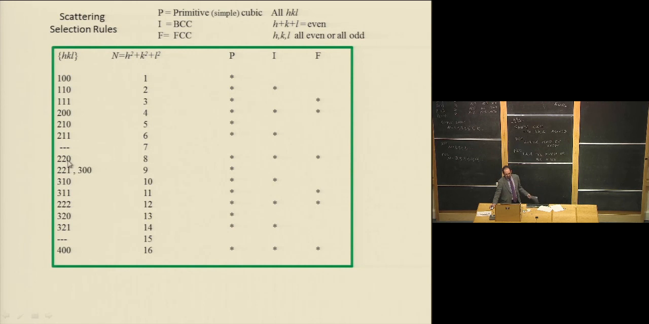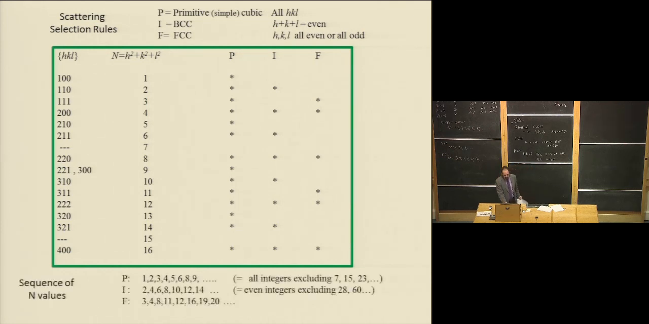The next one that's allowed is 2, 2, 0, all even. 2 squared plus 2 squared plus 0 squared is 8. The next one that's allowed is 3, 1, 1, all odd. That gives you 11, and so forth. So these are the series that we want to look for. So actually, let's do that for this aluminum data. Oh, and here's the series written out: 1, 2, 3, 4, 5, 6, 8, 9, missing 7, 15, and 23.